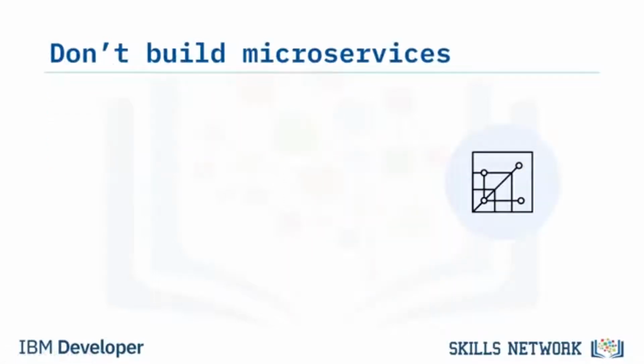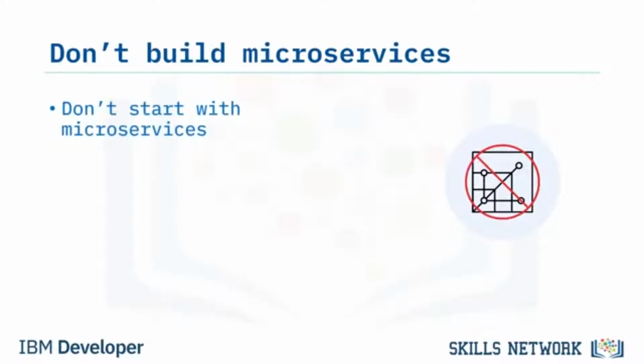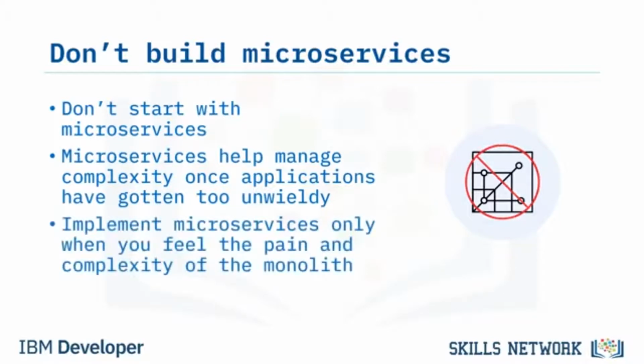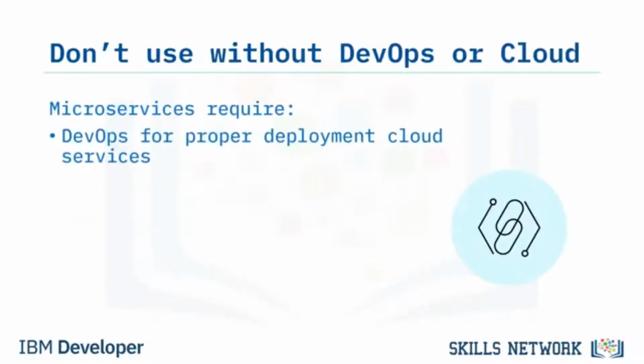The first rule of microservices is, don't build microservices. Stated more accurately, don't start with microservices. Microservices are ideal for managing application complexity when the applications are too large and unwieldy to update and maintain easily. When you determine that the monolithic application's complexity negatively affects application development and maintenance, consider refactoring that application into smaller services. Always use microservices with DevOps or cloud services.